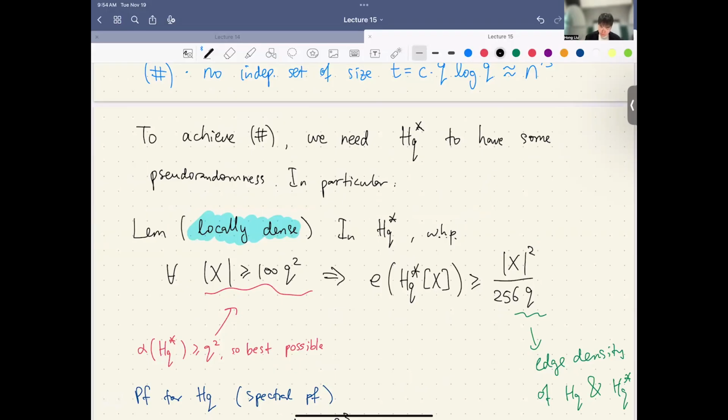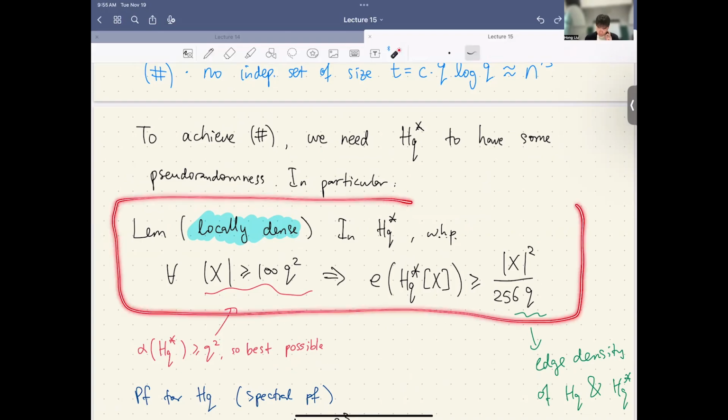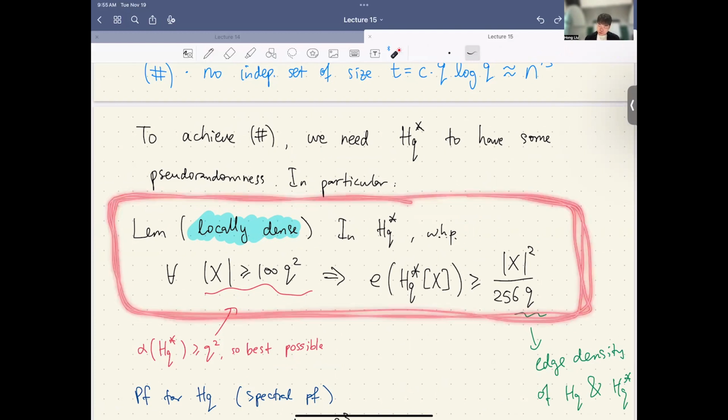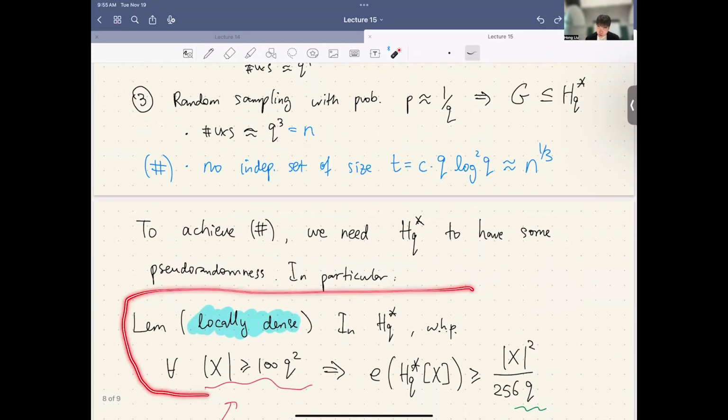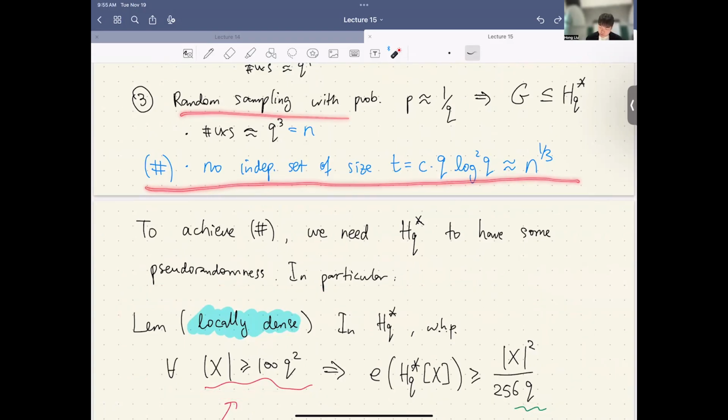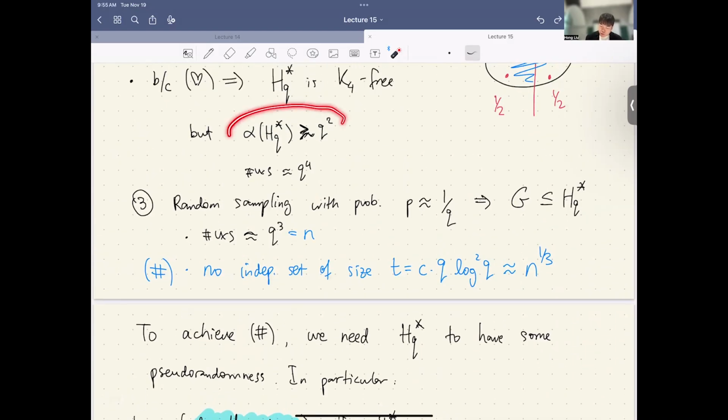Okay. In the last 5 minutes, probably we will prove this next time, or I might even just skip this proof. It's using the martingale bounded difference inequality. This is not hard to prove. So let's assume this for now, and let me convince you how we can use this local denseness to prove that if you do this sampling, the independence number will drop from Q squared in HQ star down to roughly Q in this subgraph G. That's the only thing we have to convince ourselves, right?